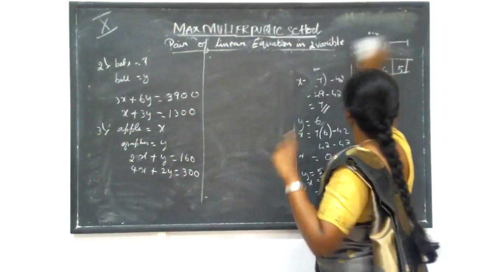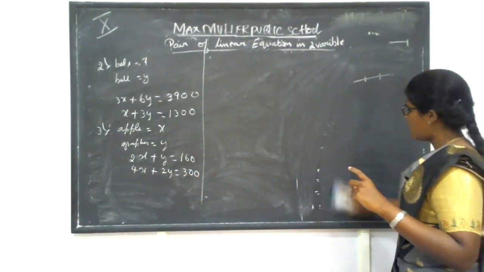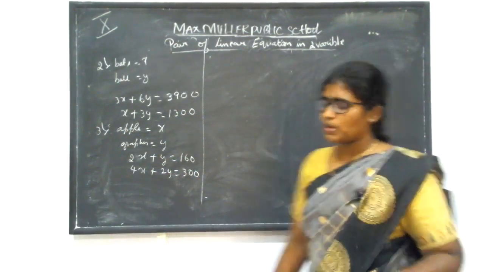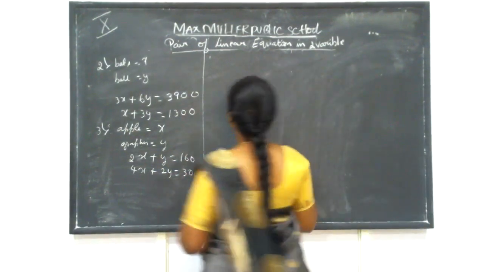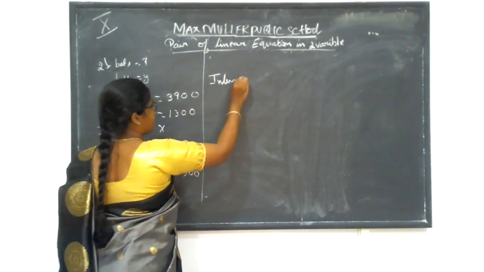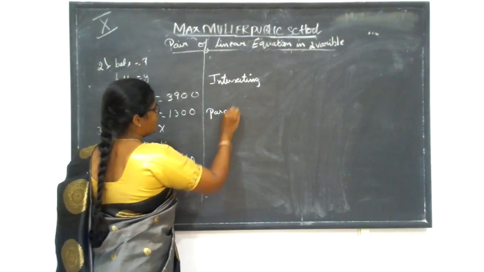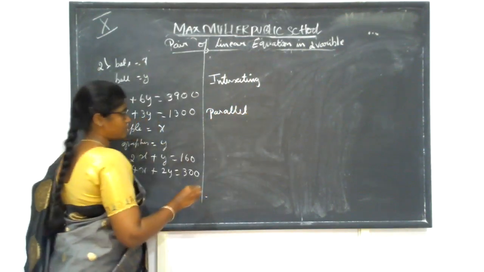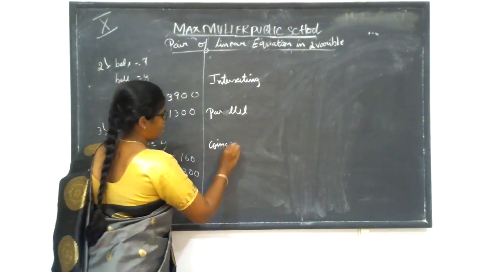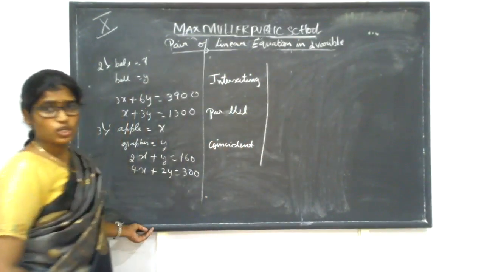When we had solved this one paper, you had come to know unique solution, intersecting, consistent, everything I told, no? That is the topic we are going to talk about now. So you have how many pairs of lines? You have 3 pairs of lines. Intersecting lines, then parallel line, then another one is coincident line.